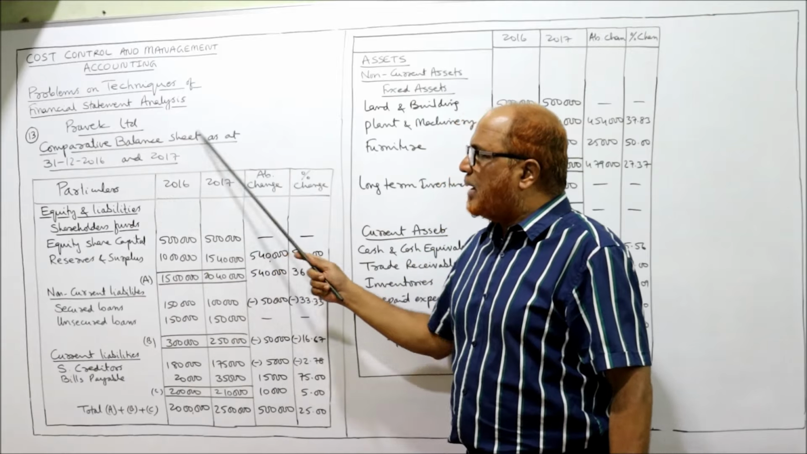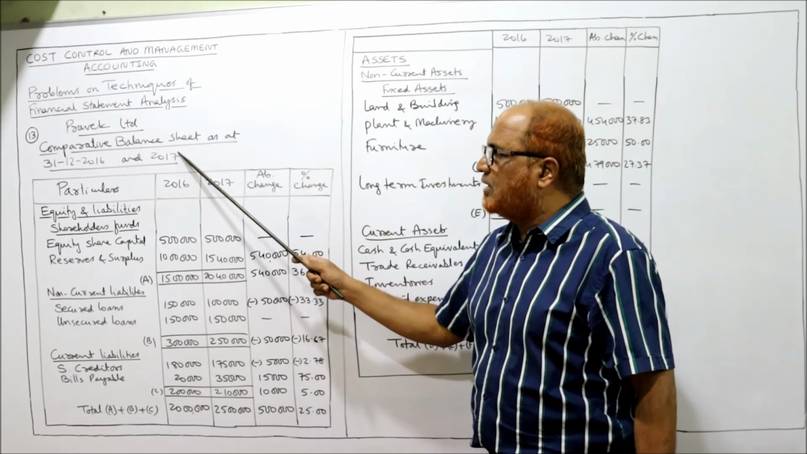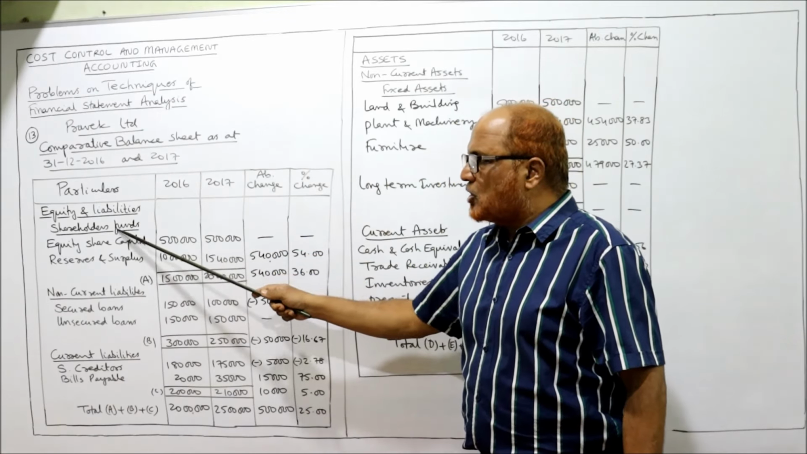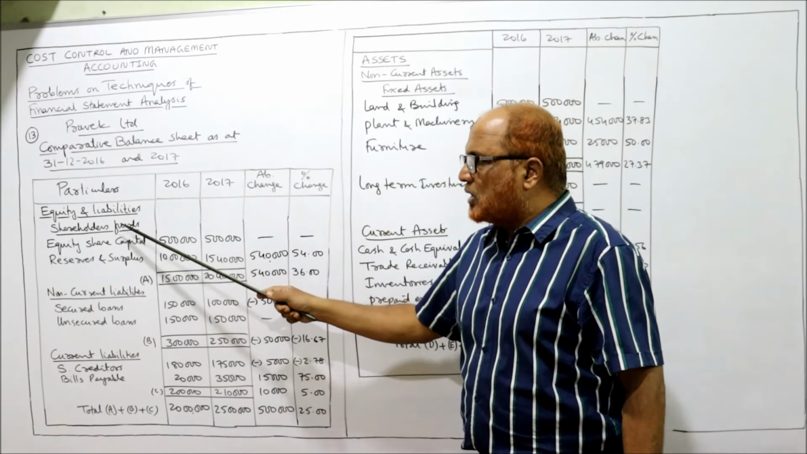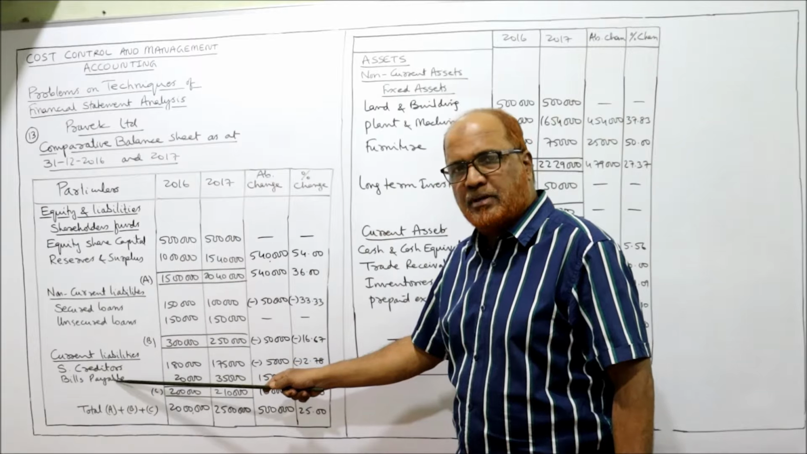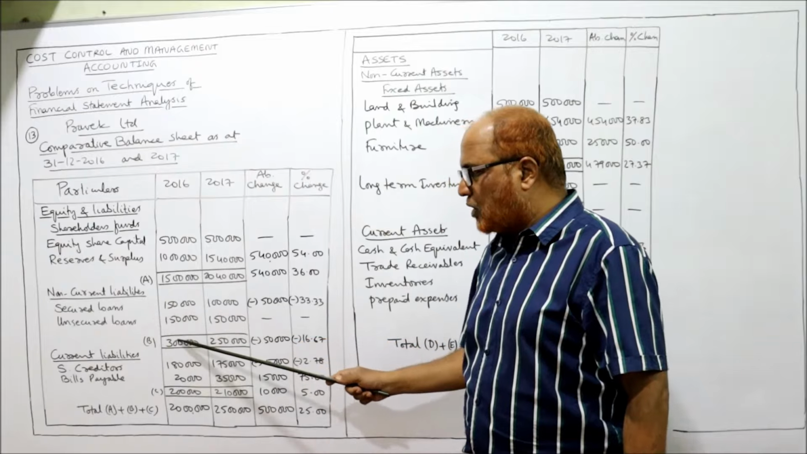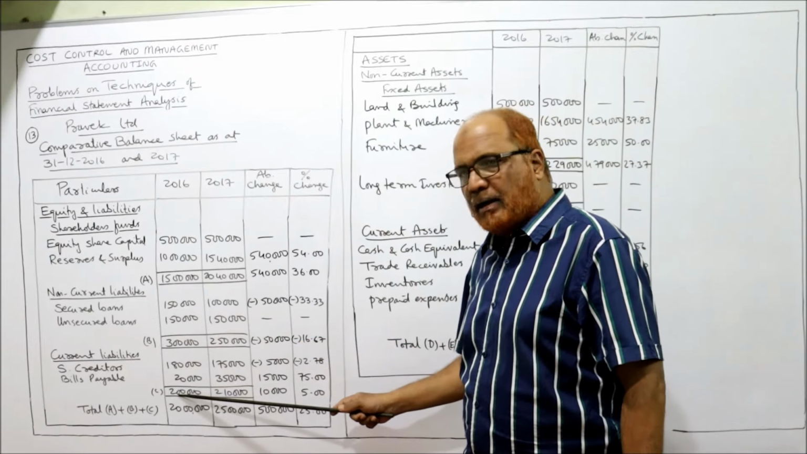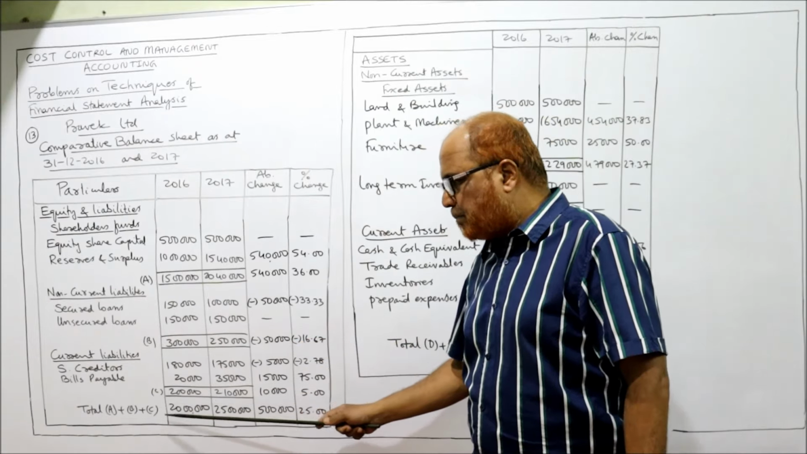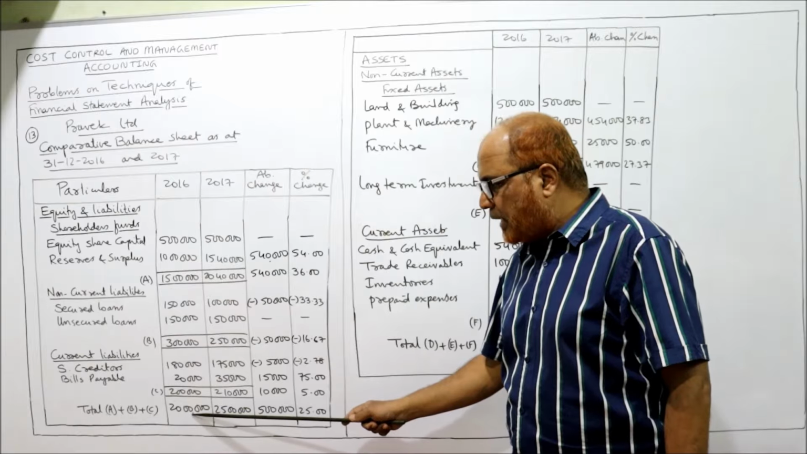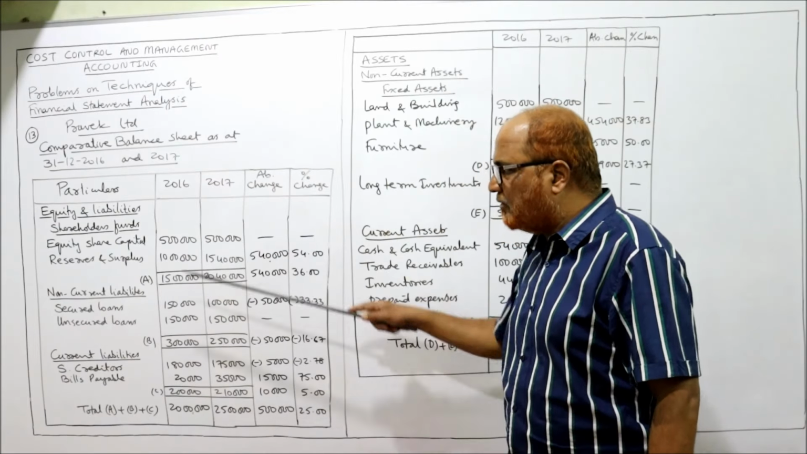See carefully. Comparative balance sheet as on 31st December 16, 17. Equity and liability, shareholders fund, share capital, reserves and surplus, non-current liability, secured loan, unsecured loan, current liability, sundry creditors, bills payable. A is the total of shareholders fund, B is the total of non-current liability, and C is the total of current liability. Total of A plus B plus C. So last year total 20 lakh, current year total 25 lakh.